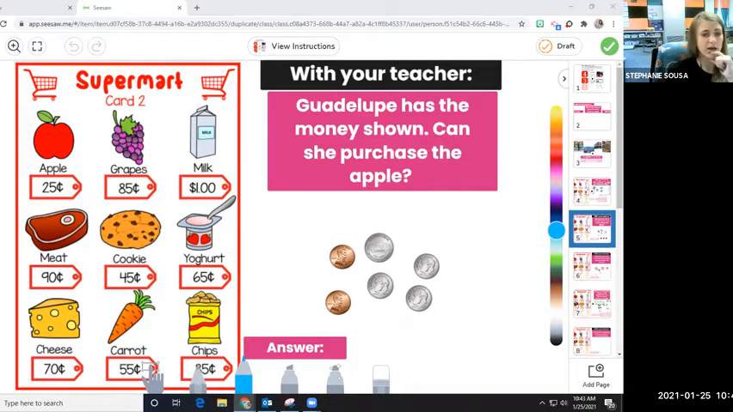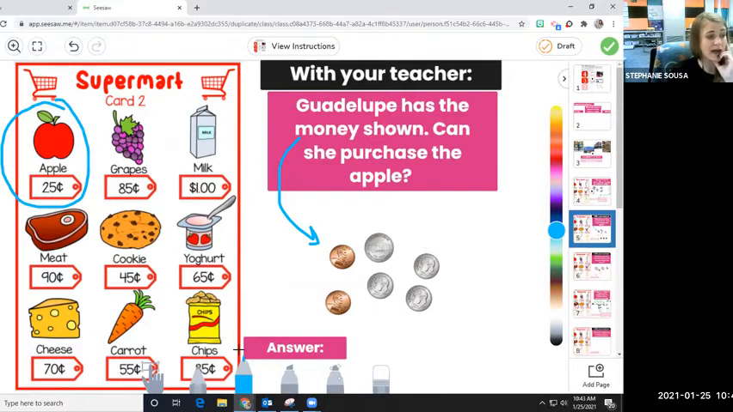Alrighty, slide 5. It says, Guadalupe has the money shown. There's the money. Can she purchase the apple? Take a look at the apple. The apple is worth 25 cents. So we are going to determine if Guadalupe can purchase the apple.